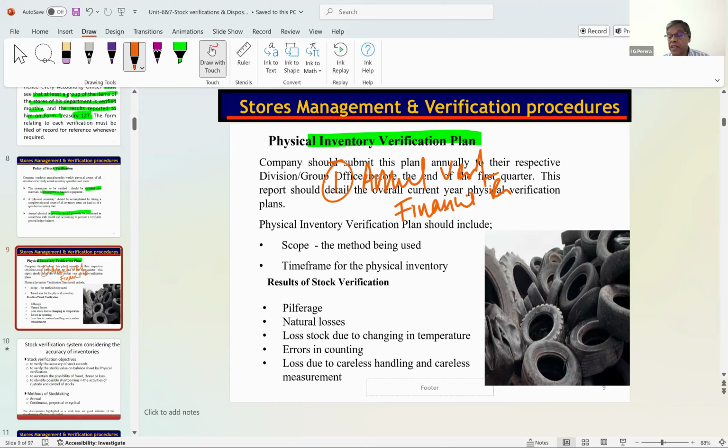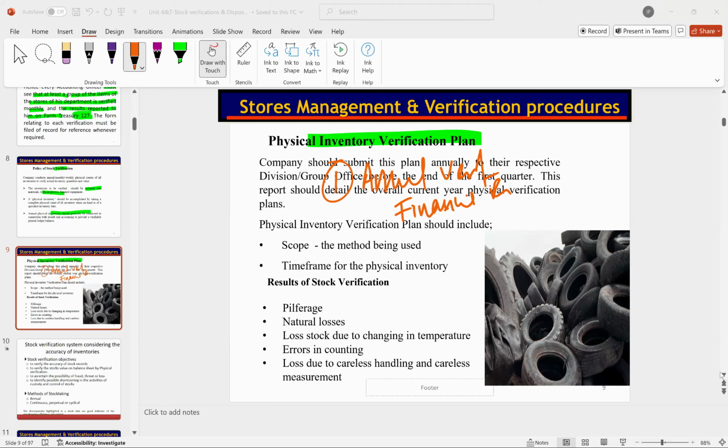So what are those reasons then? What are those reasons in addition to financial documentation preparation? What are the other reasons that we do physical stock verifications? Anybody, please? So what are the other reasons that people might be doing? Warehouses will be doing stock verifications in addition to preparation of financial reports. Yes, anybody?